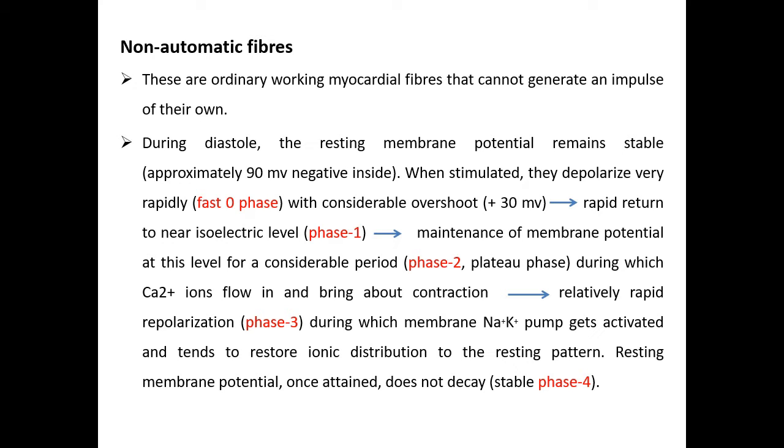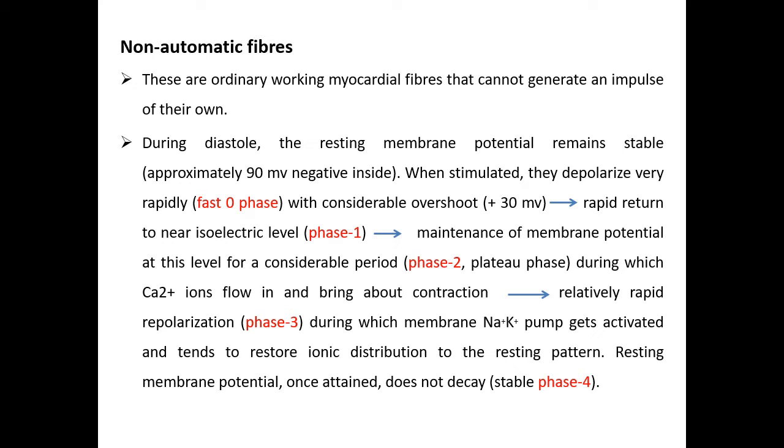The isoelectric level means the net charge is about 0, and at that level the membrane potential is maintained for a considerable period of time, in which calcium ions flow inside the cell to bring about contraction. That is phase 2, or the plateau phase. It is followed by relatively rapid repolarization of the myocardial cell membrane, called phase 3, in which the ion balance is restored by activation of the sodium potassium pump, and it brings the membrane potential down to the resting condition.